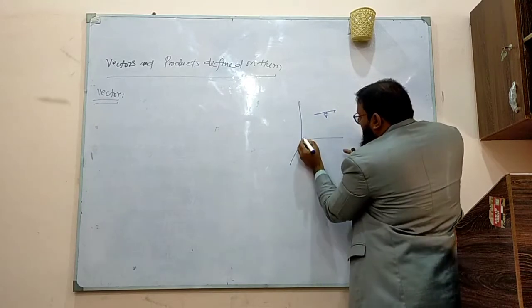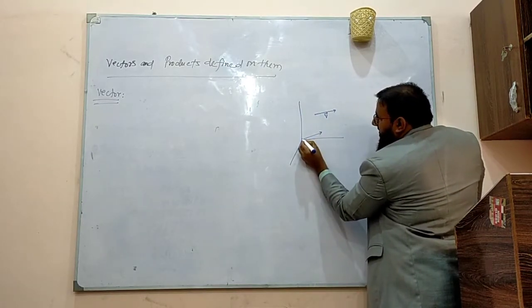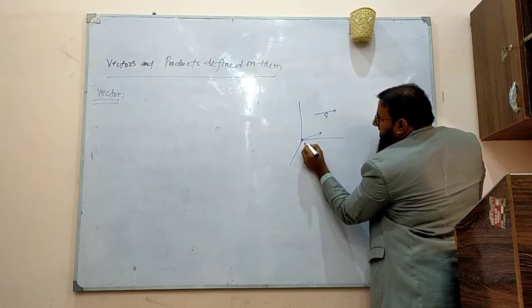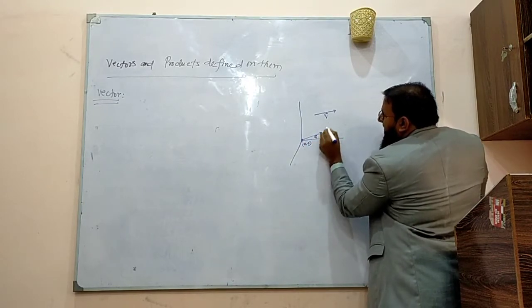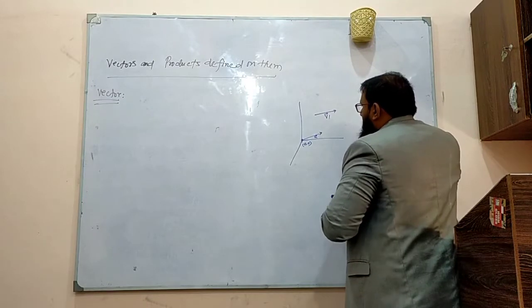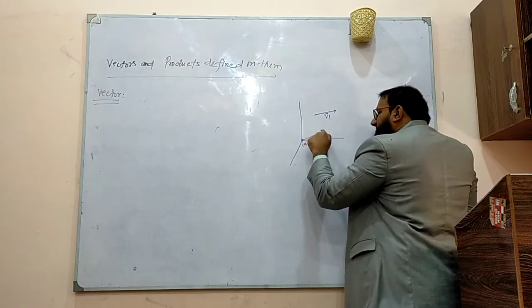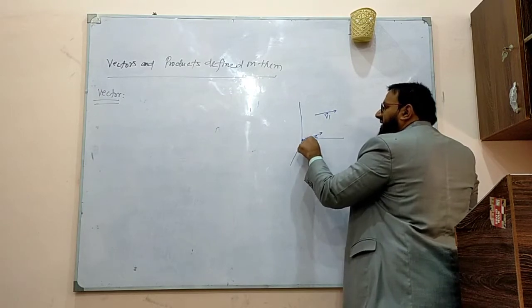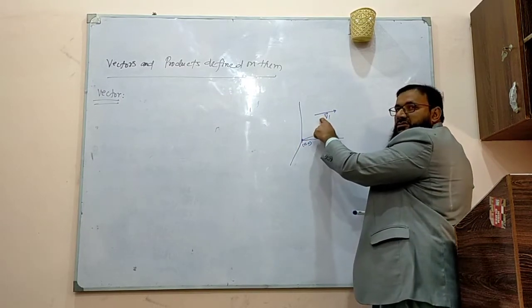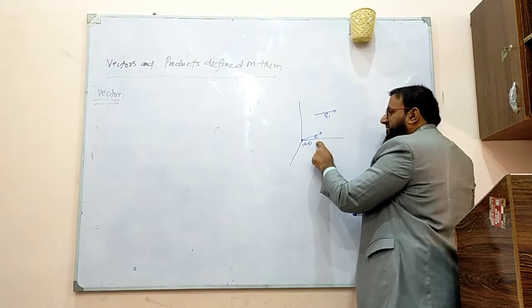If we attach a coordinate system, the vector starts at the origin and ends here, so this is our vector, let's say v1 or v. Then it is called a position vector. Otherwise, if no coordinate system is attached, it is a free vector.